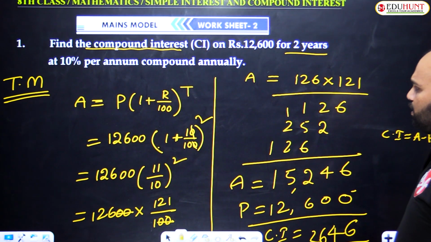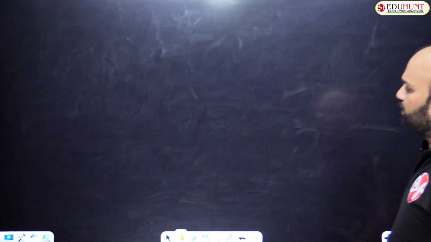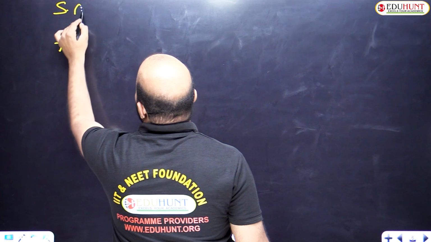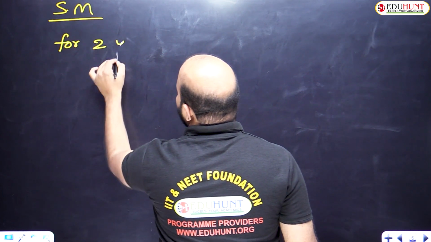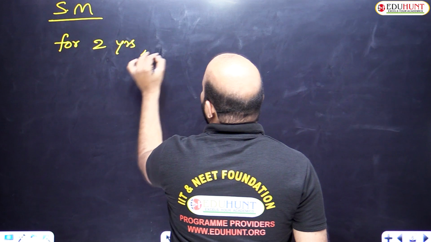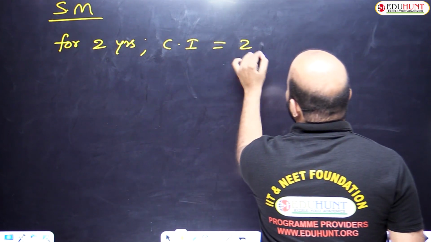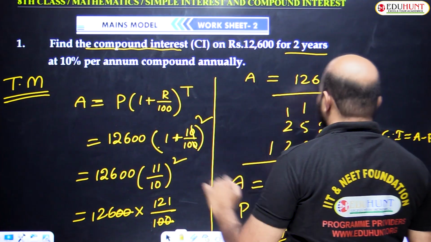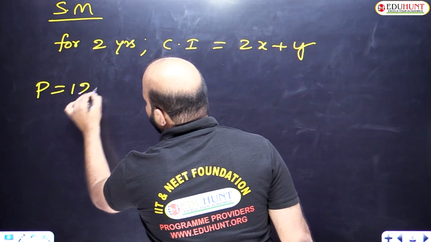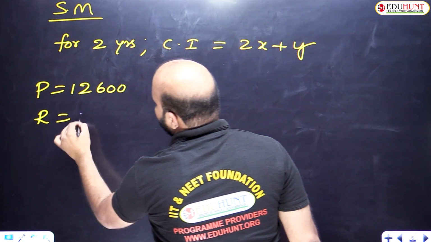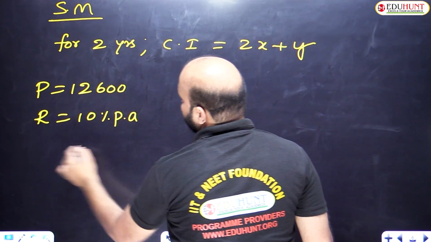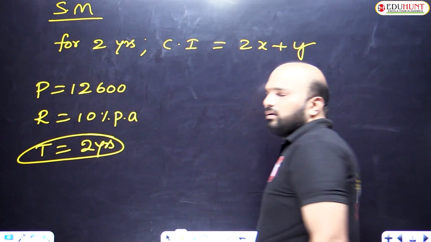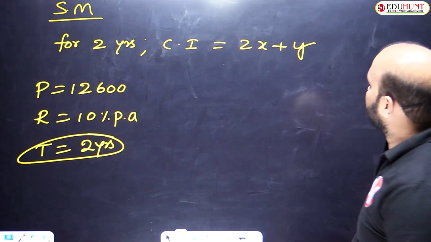By using the shortcut method, how are we going to do this? So what is the shortcut method? According to the Pascal method, for 2 years formula, this is the shortcut method. Am I clear? For 2 years, in that question how many years are given? 2 years. For 2 years, compound interest equals the formula 2x plus y. That is the compound interest formula. So in that question, how much principal is given? 12,600. Principal 12,600 given, rate of interest 10% per annum, time 2 years. Am I clear? So it is not important, already taken the 2 years formula, compound interest 2x plus y.